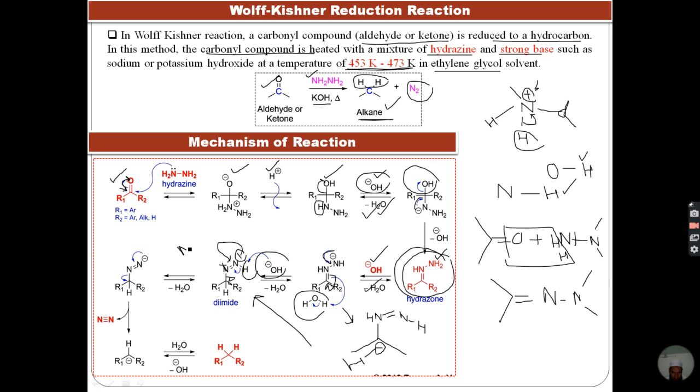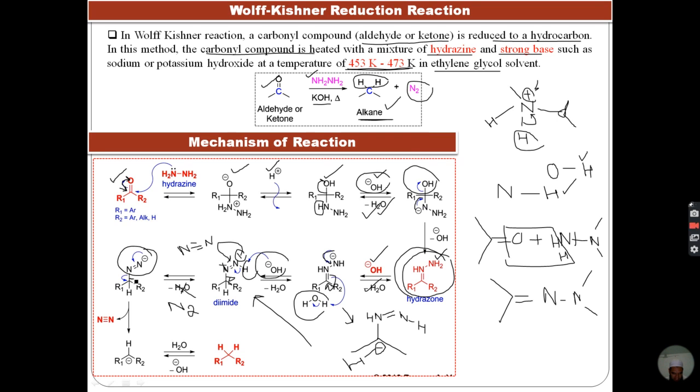So N triple bond N is basically your nitrogen gas, structure of nitrogen gas. So N triple bond N is your nitrogen gas, so you can show it, nitrogen gas is released, N2. तो result क्या बना यहाँ पे, I have shown it here, so this is released as nitrogen gas, ठीक है.